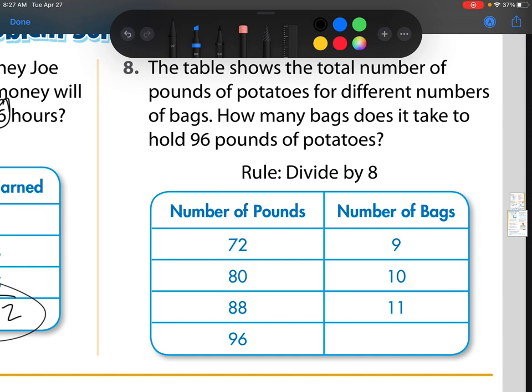So our rule is we divide by 8. So we start on the left, divide by 8. 88 divided by 8 is 11. 96 divided by 8 is 12.